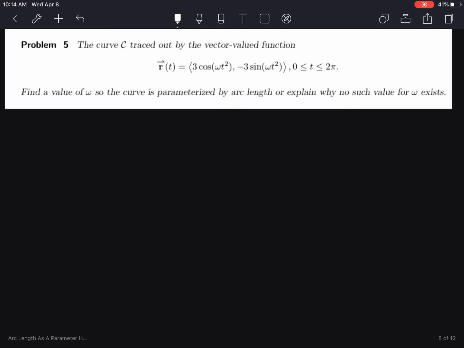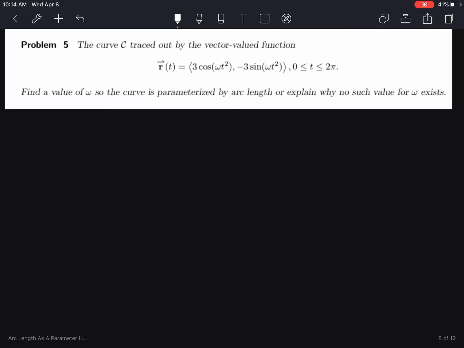Hello everybody. In this question, there's a curve C, and that curve is parameterized by the vector valued function r(t), and this parameterization involves a constant, omega. The question says find the value of omega so the curve is parameterized by arc length, or explain why no such value for omega exists.